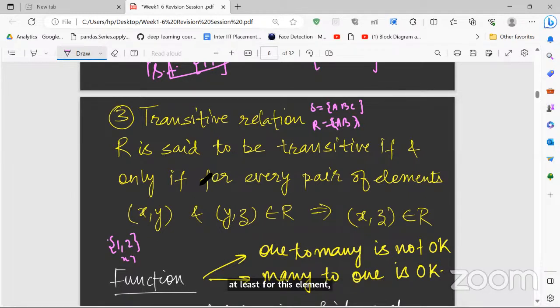I got your point, but this definition is only saying that if such a thing is available, then we can say that the relationship is transitive. But this condition is not followed in case such a pair is not available. Then also that relationship is transitive.